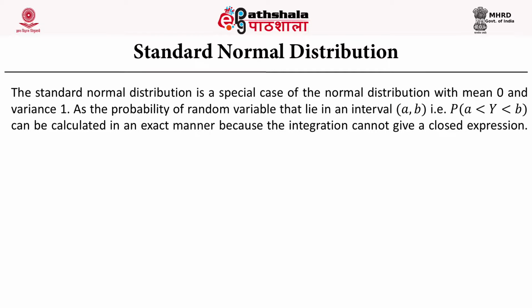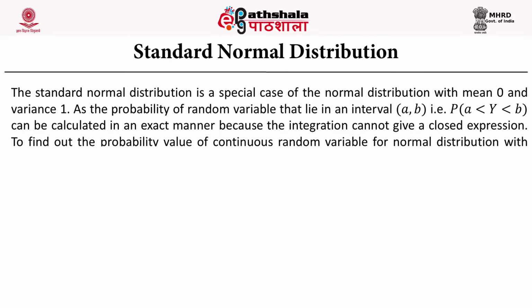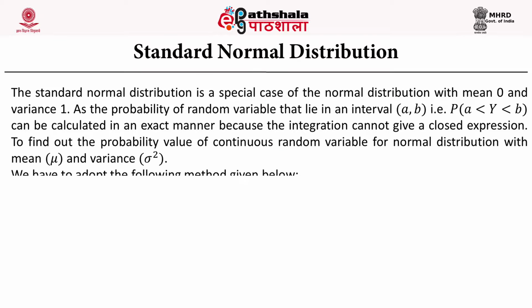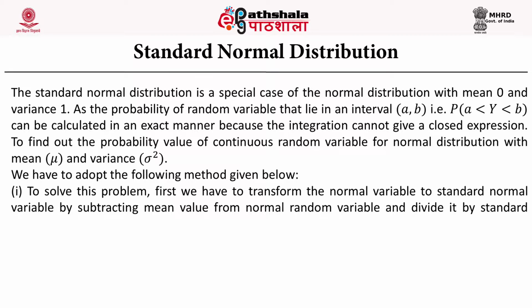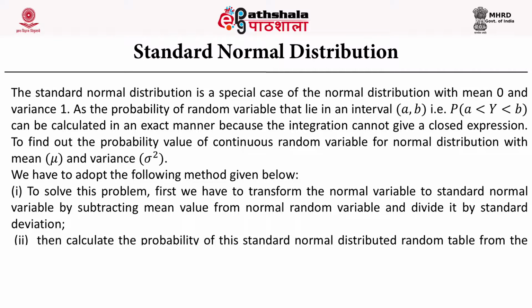The probability that a random variable lies in an interval ab, that is the probability that a is less than y is less than b, cannot be calculated in an exact manner, because the integration cannot give a closed expression. To find the probability value of a continuous random variable for a normal distribution with mean mu and variance sigma square, we have to adopt the following method.